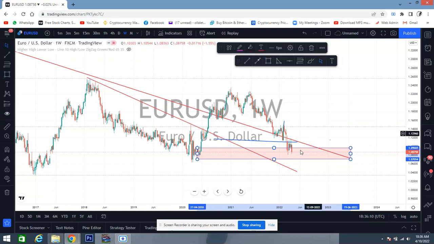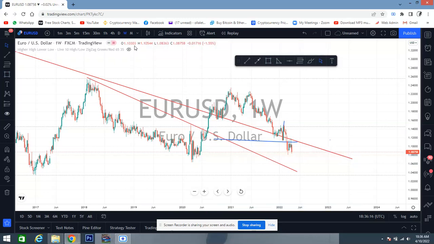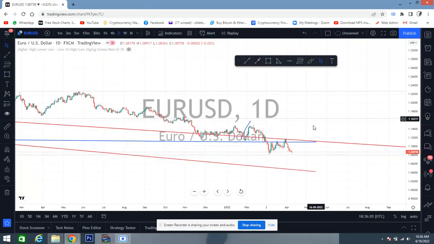Definitely on the lower time frame, EUR/USD must have started buying, which is why I'm looking forward to buy EUR/USD instead of selling now. Now let's switch to the daily time frame. What do we have on the daily time frame? You can see this one now.